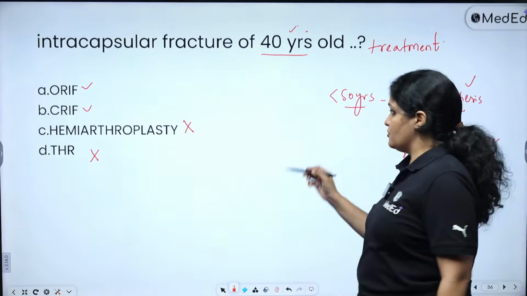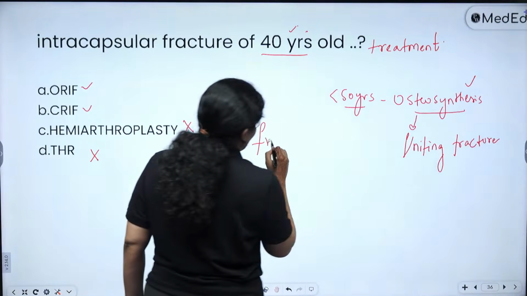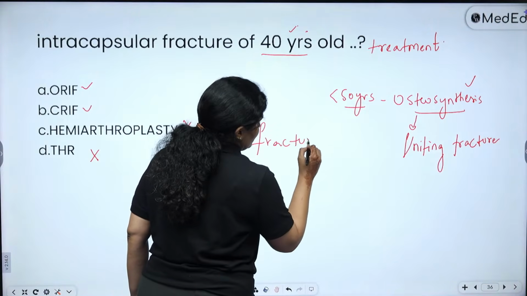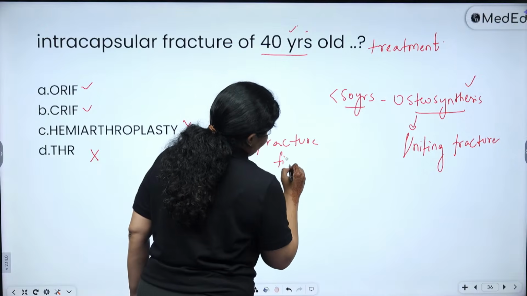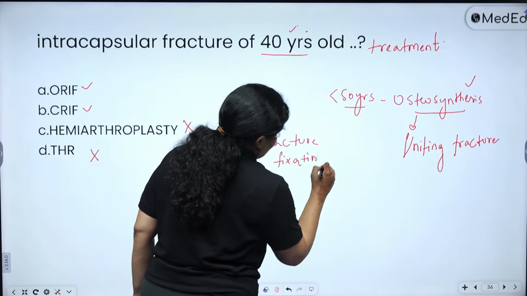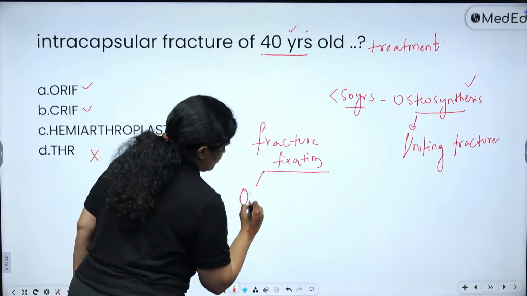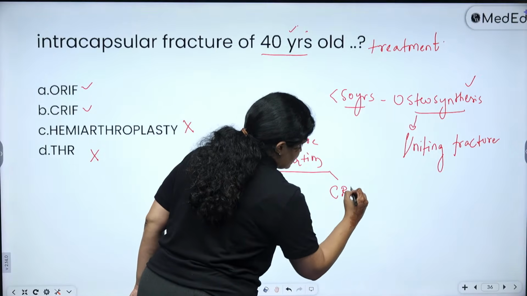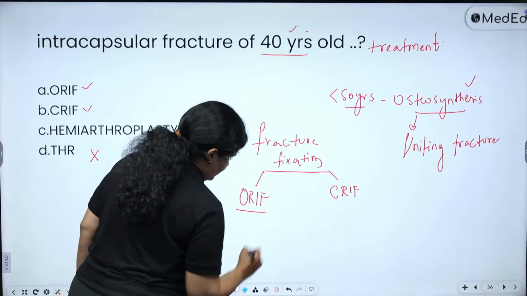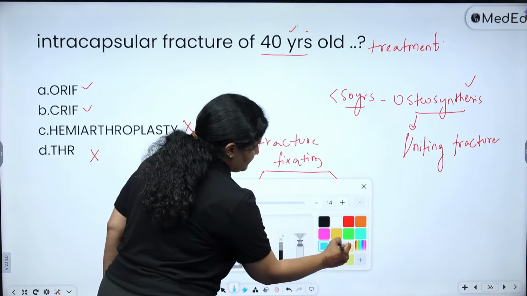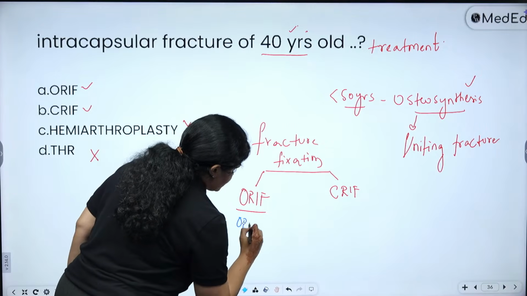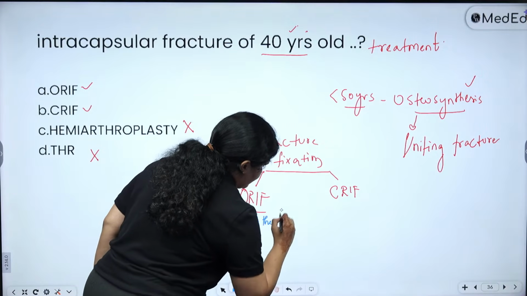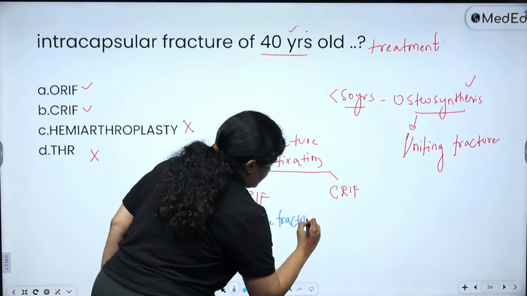So fixation of a fracture can be of two types. One is called ORIF, the second one is called CRIF. One is open reduction, internal fixation. The second one is closed reduction, internal fixation. So what do you mean by open reduction? That means you open the fracture completely and then you fix it.